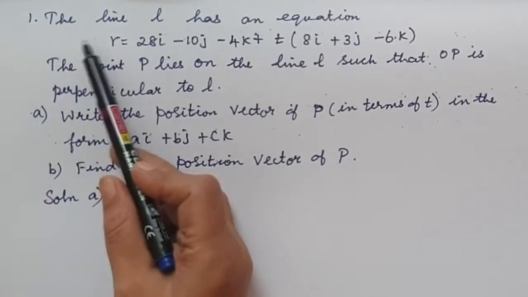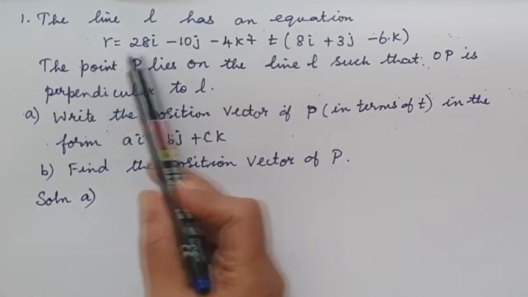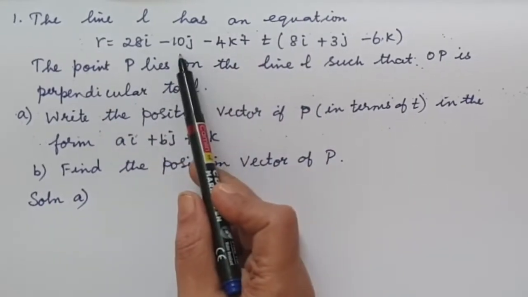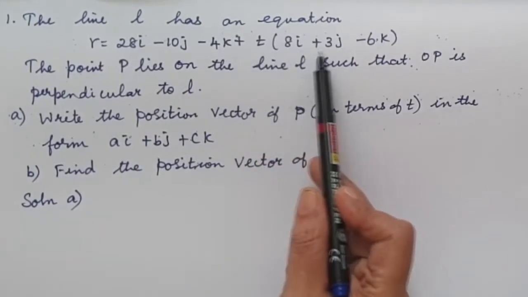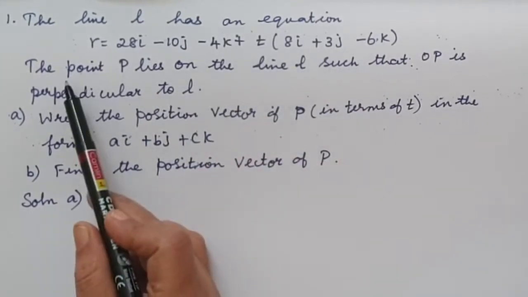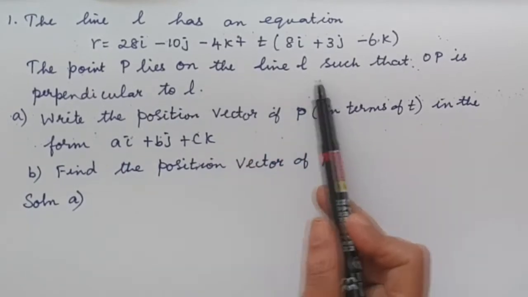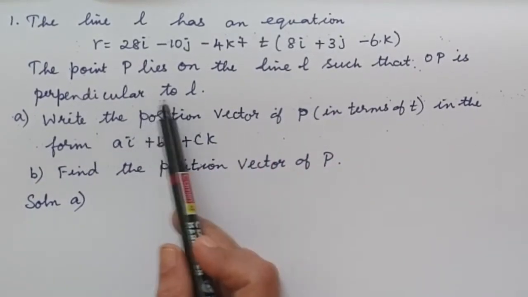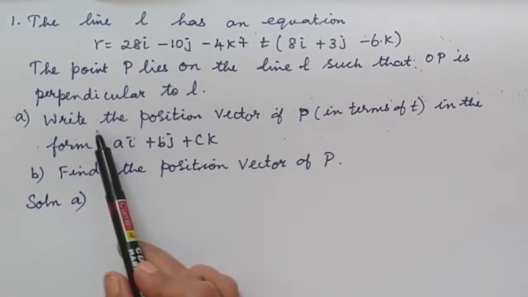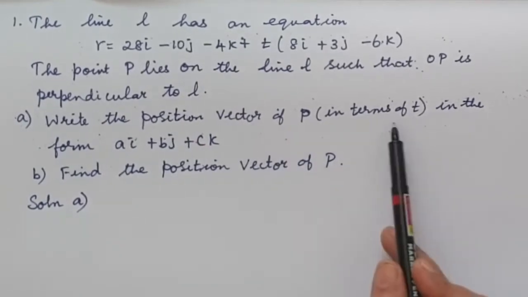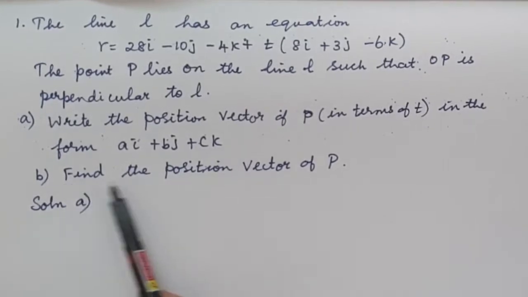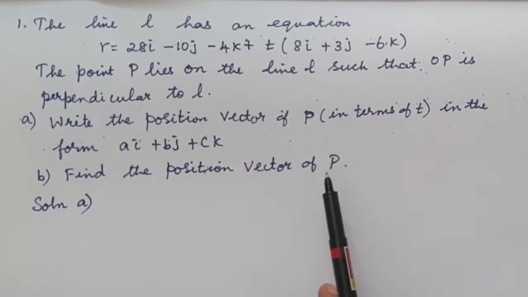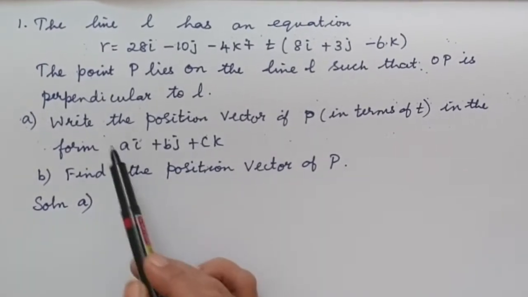First question, the line L has an equation r equals 28i minus 10j minus 4k plus t into 8i plus 3j minus 6k. The point P lies on the line L such that OP is perpendicular to L. A. Write the position vector of P in terms of t in the form ai plus bj plus ck. B. Find the position vector of P. These are the two questions we have to answer.